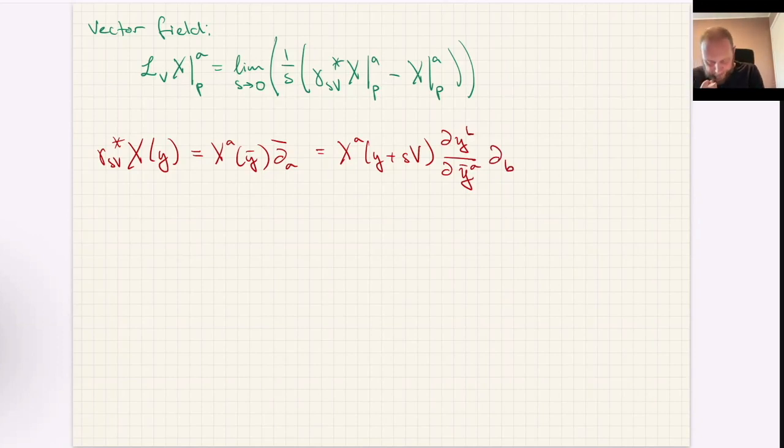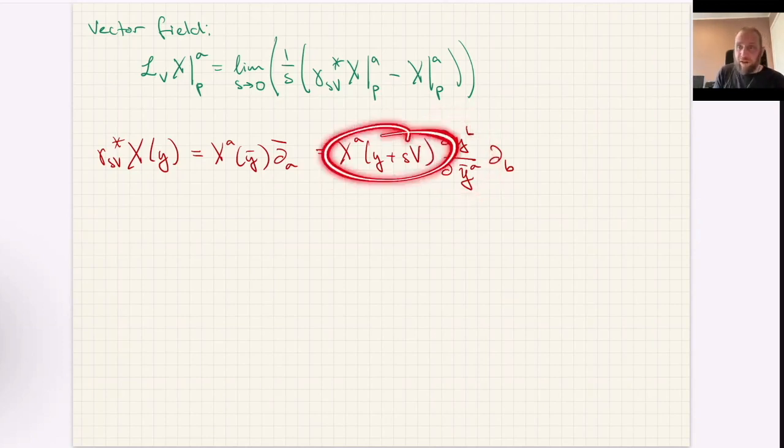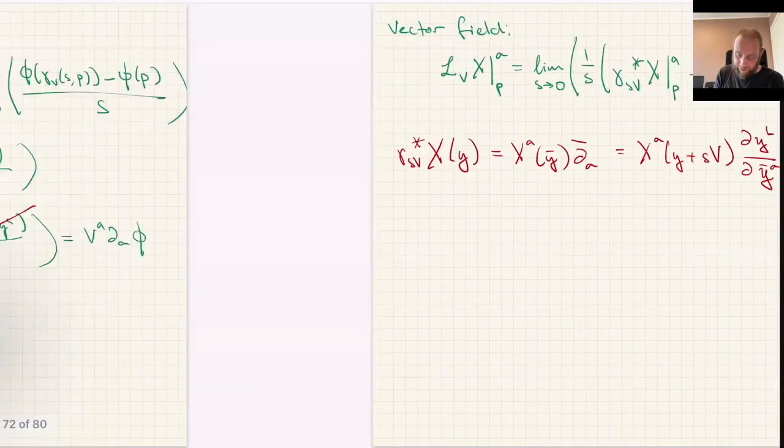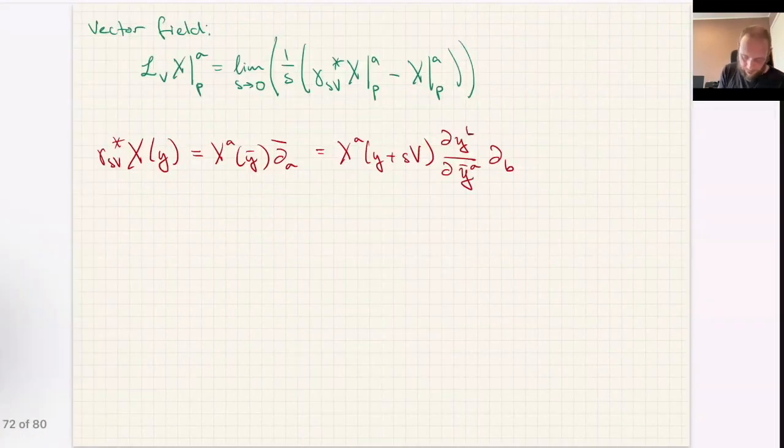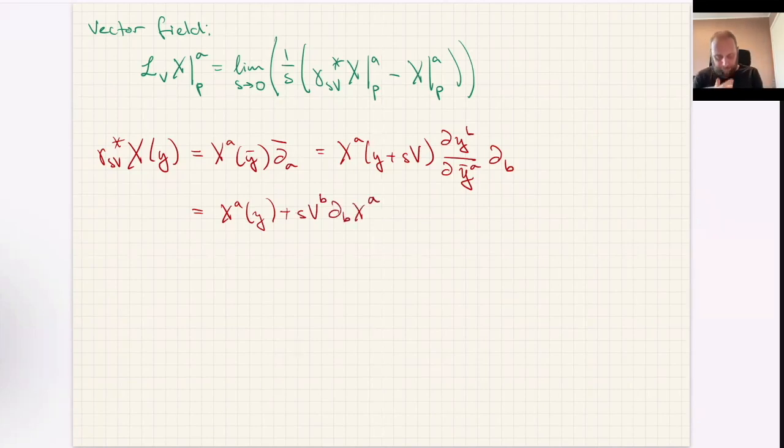Okay, so the question is essentially, what is this object and what is this object? This is just a function, so I'm going to be able to do the same thing I did here for the scalar field. I'm going to express this as a Taylor series. So this would be xa at the point y plus sv, so that's x at y plus the derivative now, svb db of xa. That's the first term here.